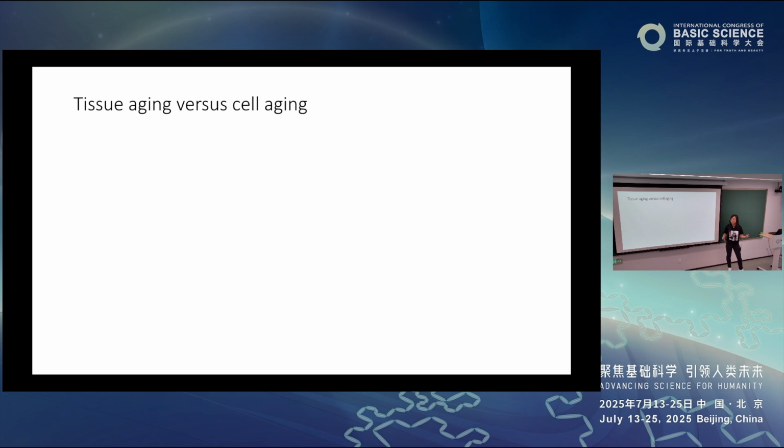Because many of our cells are very short-lived. Our red blood cells have a high turnover, right? So most of our cells don't actually age with us. Or do they? We don't actually know how to quantify cellular aging, okay?